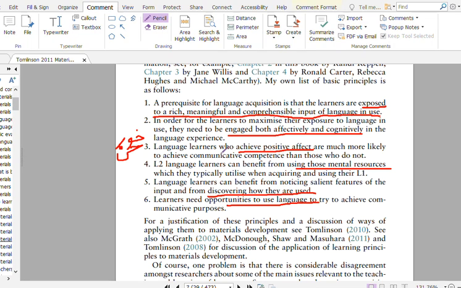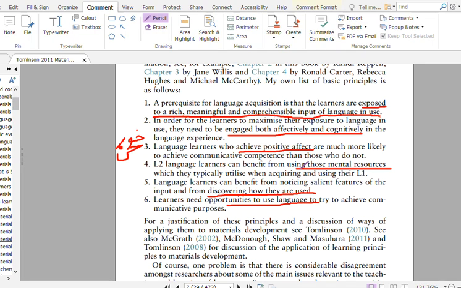The other principle is that SLA research shows us that language learners achieve positive effects. Materials should help learners achieve positive effect. Positive effect means they should have a good feeling and be in a good mood. When students are in a quandary, under pressure, and do not like it, they do not feel good about it, so they do not learn.